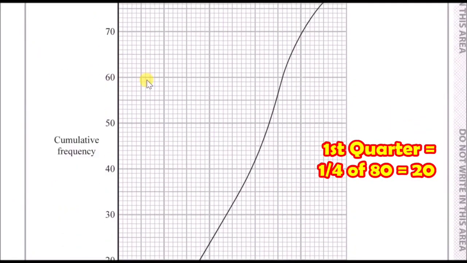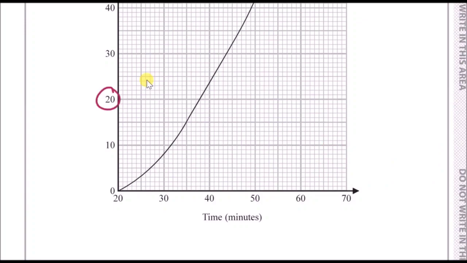Well, 80 divided by 4 is 20. So we're talking about here. And that's going to be over here. So we can see that the first quarter lies somewhere here, which translates to about 38 minutes. So that's your LQ.